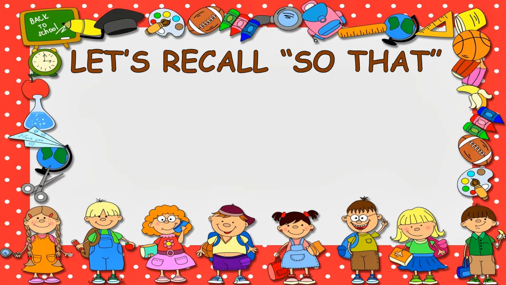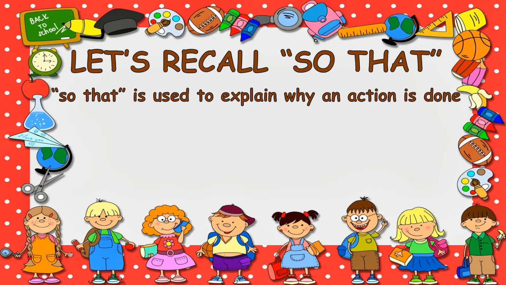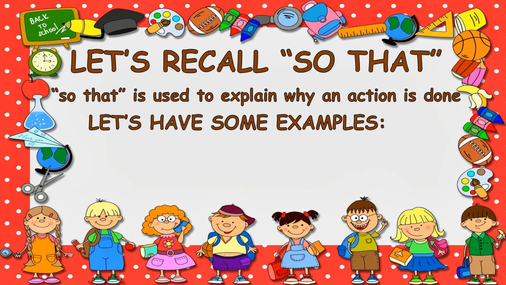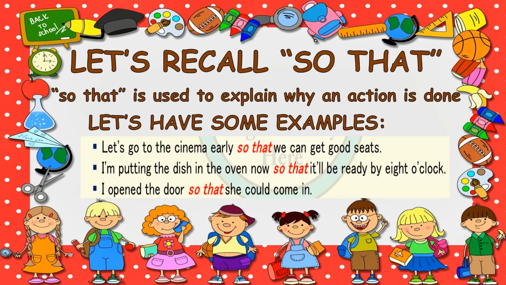Let us recall our lesson "so that." "So that" is used to explain why an action is done. Let's have some examples. First, let's go to the cinema early so that we can get good seats. We use "so that" because it explains why the action is done. Why should we go early to the cinema? The answer, so that we can get good seats.